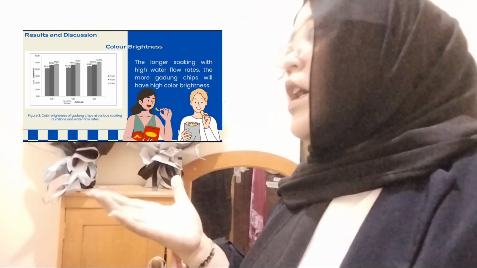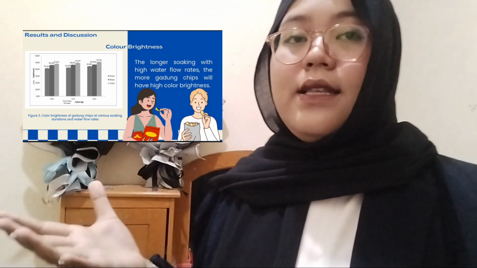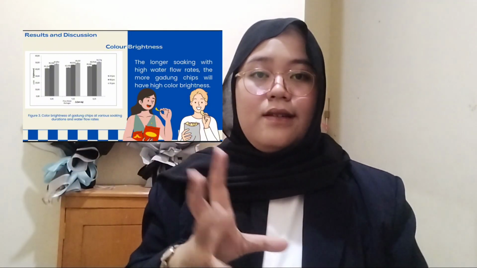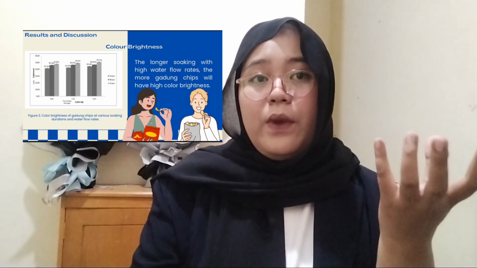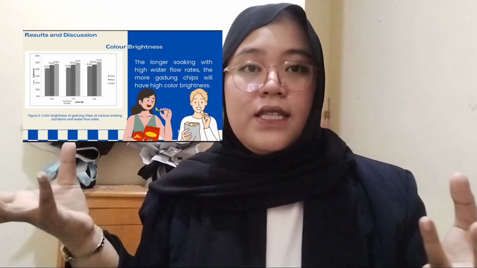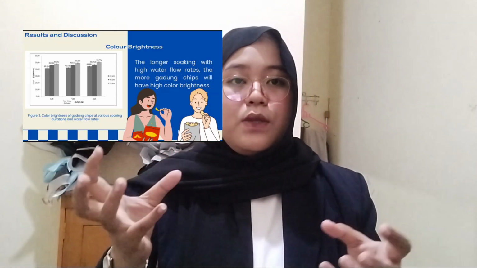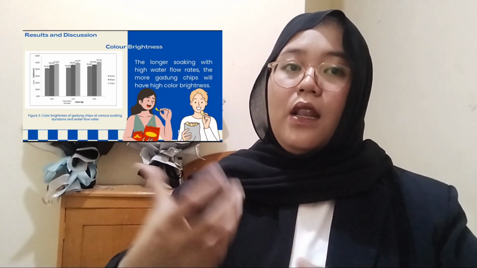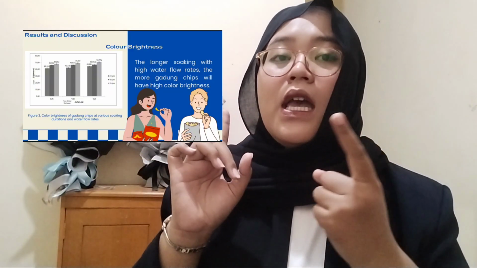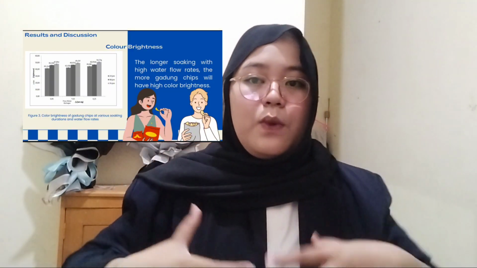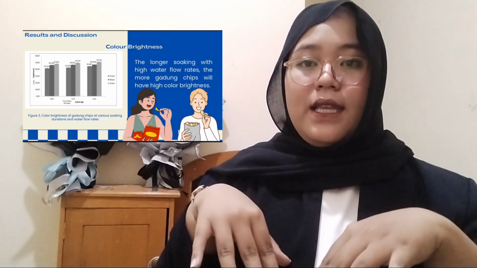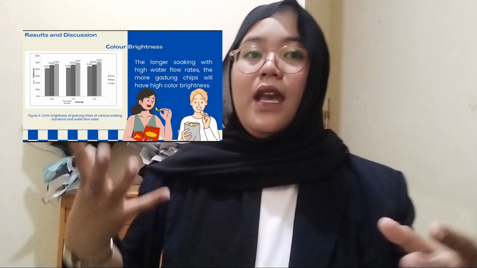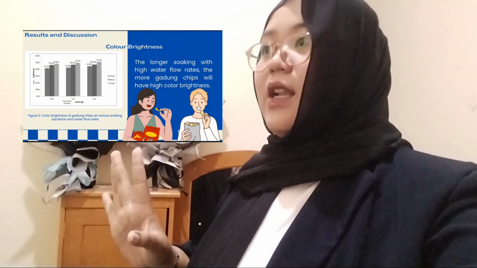And next, color brightness. Let's look at the graph showing that with longer soaking and higher water flow rates, the gadung chips will have higher color brightness. This is because the longer soaking time and increased water flow rates help wash away the dirt on the surface of the chips, resulting in brighter colored chips.